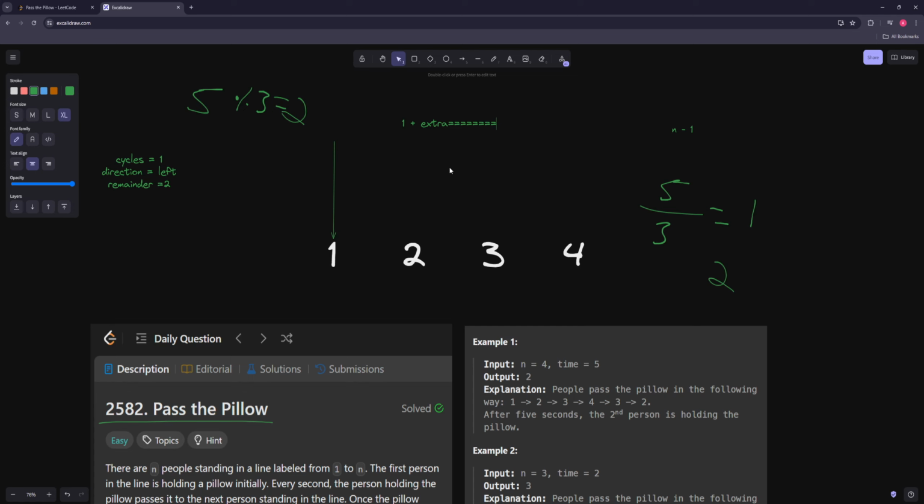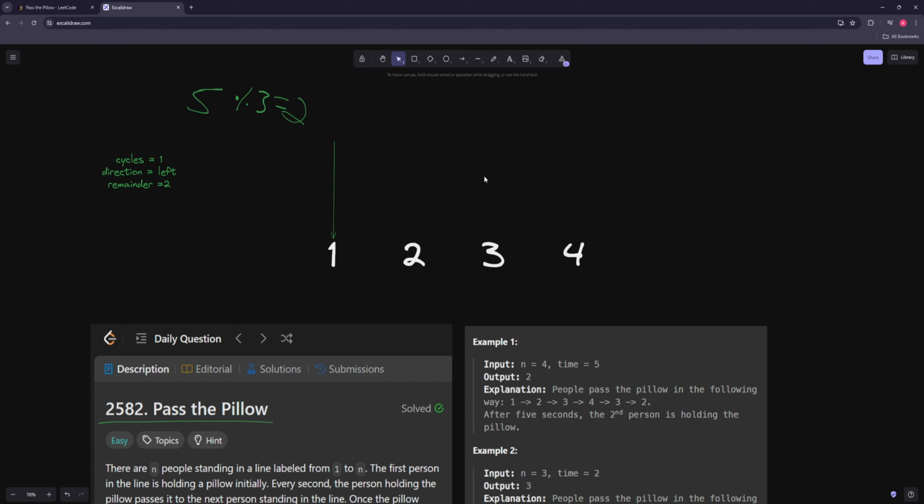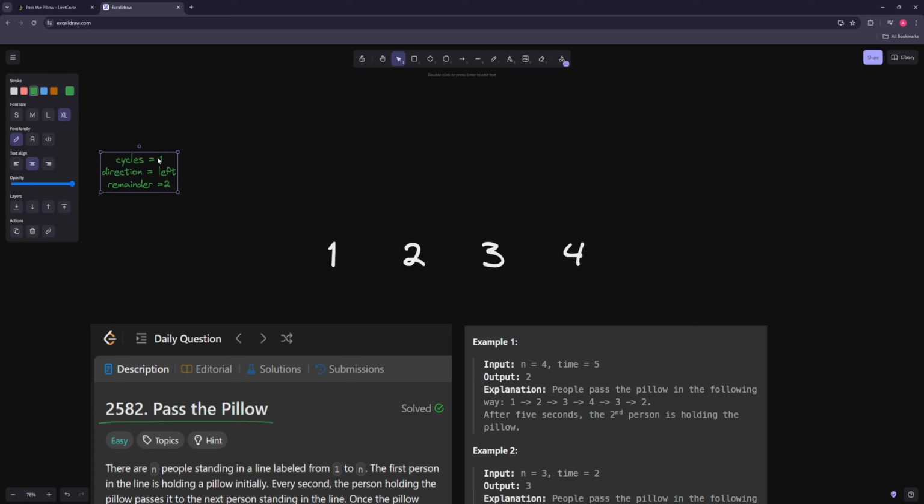So let's do that for these examples, this O of 1 solution, really quickly again, so fill all this out. So essentially, if n equals 4 and time is 5, our cycles is 1, our direction is left, and our remainder is 2. So our answer is just n minus the remainder, which is 2.